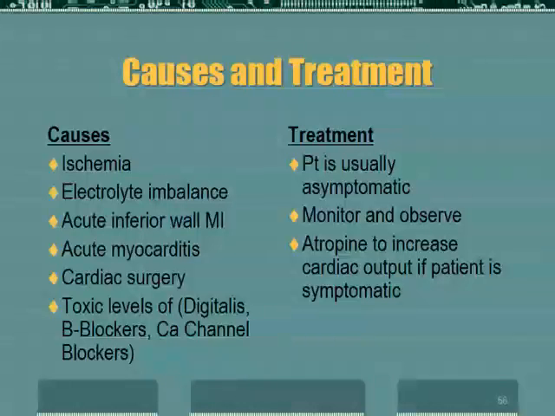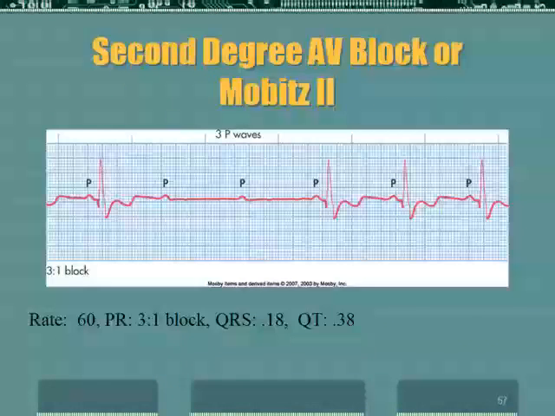Treatment, many times these patients are asymptomatic. If they do have symptoms, then we can go ahead and give them atropine if we need to increase the cardiac output, or if the patient's having symptoms with it.